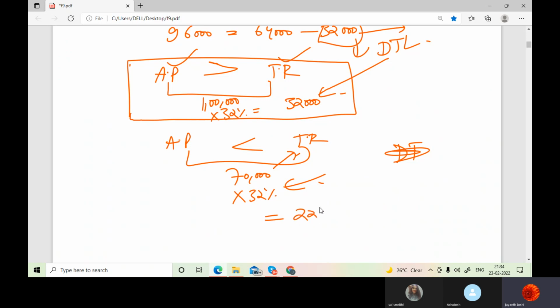So you get 22,400. This would reverse. So 32,000 minus 24,000. That means you have to pay this much taxes in the future, correct? And since your tax returns is more than accounting profits, you are paying an advance tax of 22,400 in the next year. That means this liability, from this we will settle this much. So how much is left over?